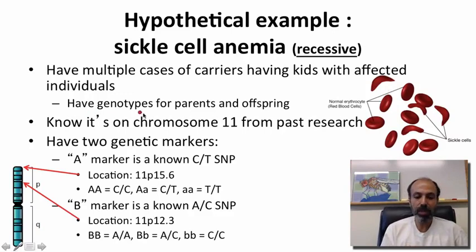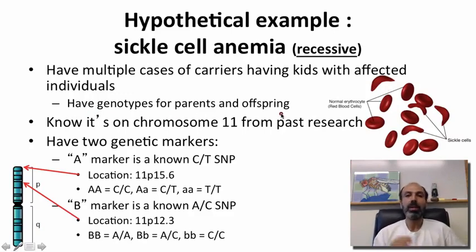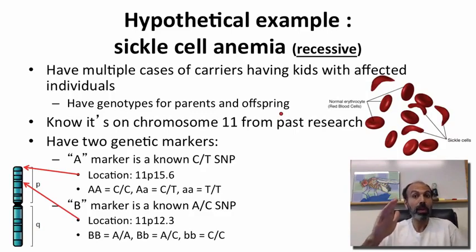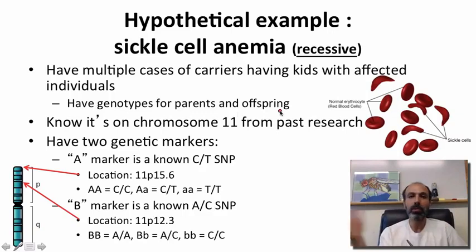Now let's say you have the genotypes for the parents and for the offspring. Now you don't know what the gene is causing the disease. This is a very important point. You do not know what or where the gene is causing disease. When I say you have the genotypes for the parents and offspring, I mean there are genotypes for a bunch of genetic markers. Now you don't know where among those markers the disease-causing gene is.